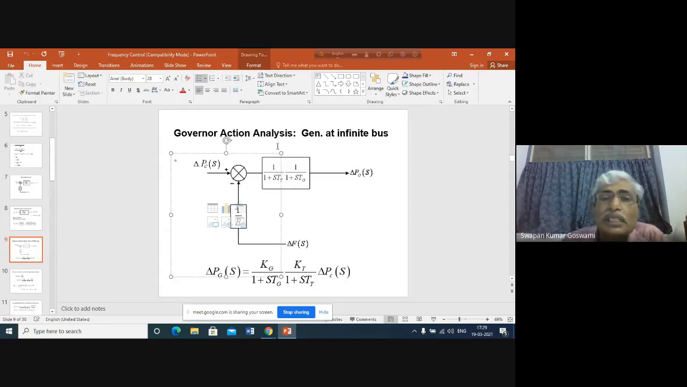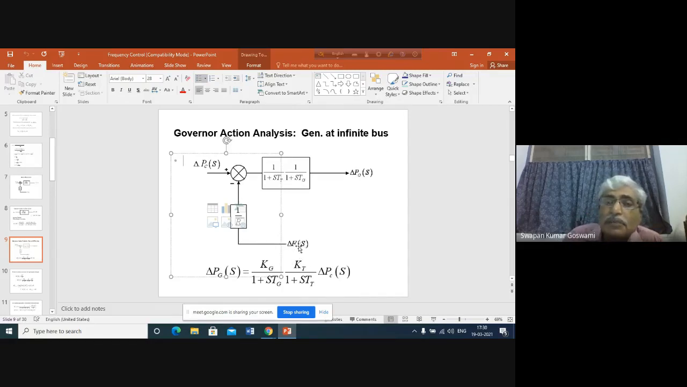Let us assume that the generator is connected to an infinite bus. What does it mean? When the generator is connected to an infinite bus, obviously, how much will be the change in frequency? What will be the value of delta Fs if the generator is connected to an infinite bus? Zero, I think. Zero. That means, first of all, now assume that we have a generator. It is a governing system. Obviously, it is the turbine, and this generator is connected to an infinite bus. So when it is connected to an infinite bus, automatically you know that there is no change in frequency. Means delta Fs is zero.